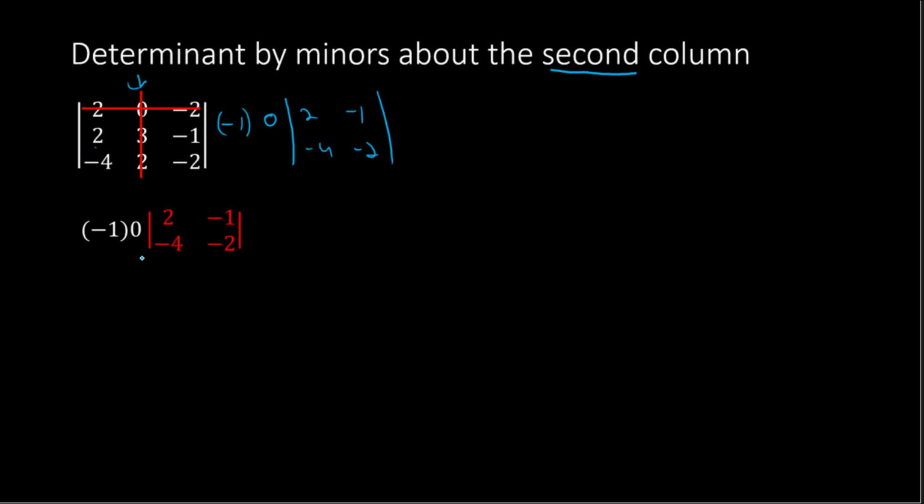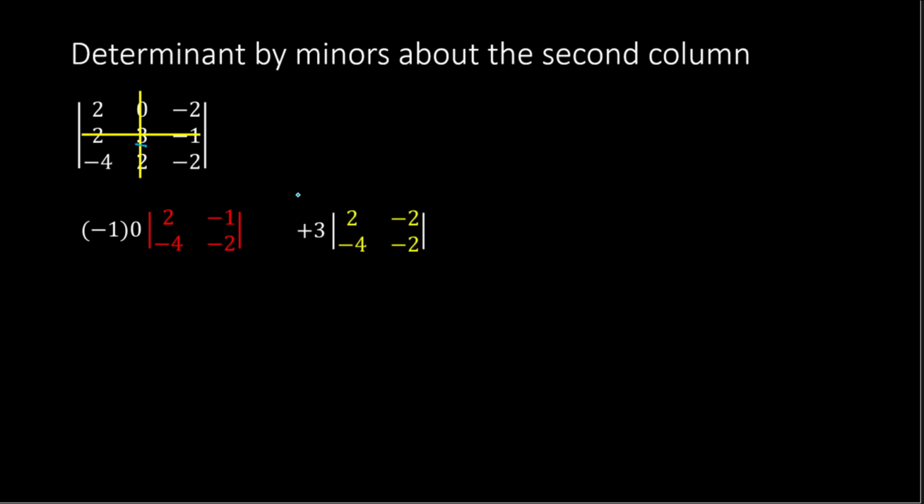And then we can repeat with the second term by looking at the second element of column 2, which is the 3. So we can eliminate the row and column connected with the 3, and you're left with a 2, -2, -4, and -2. And we see that typed up right here. And you take the 3 and multiply it by that determinant. So this side will stay the same. No need to change the sign because we're alternating.